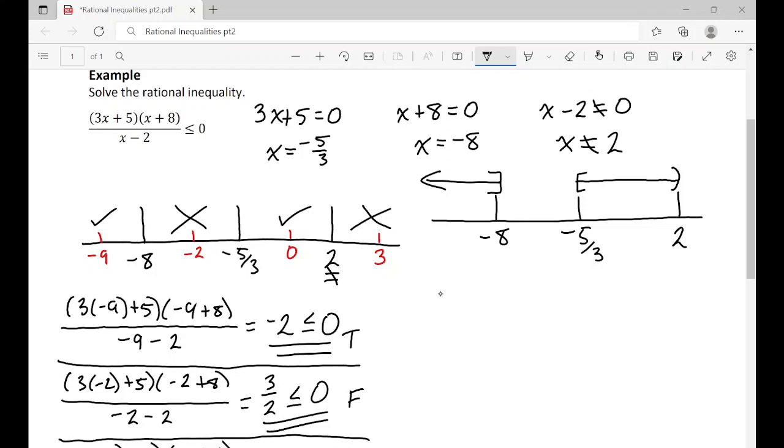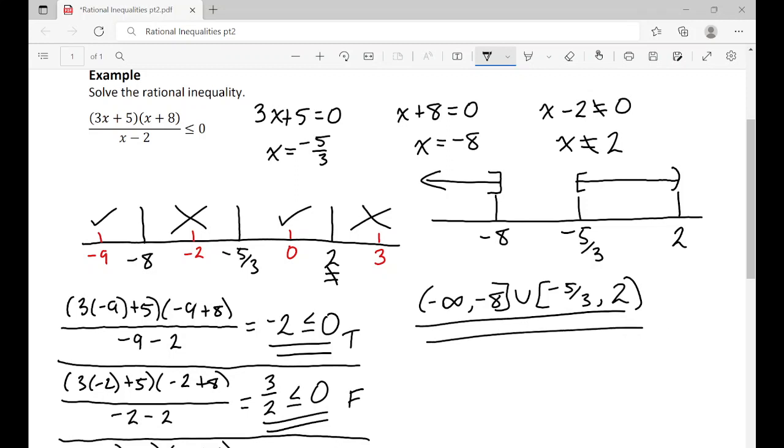In interval notation, it's going to be negative infinity to -8, bracket. Then we're going to union it with another bracket for -5/3, and we're going to 2, which again has a parenthesis. So this will be our answer in interval notation.